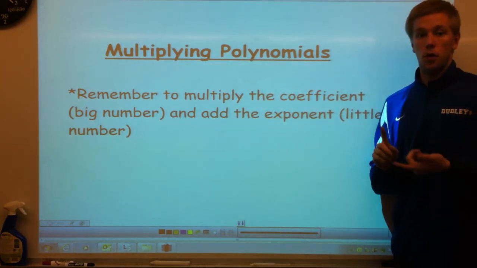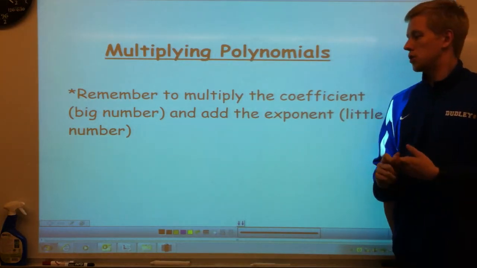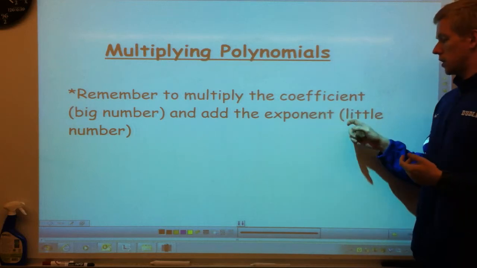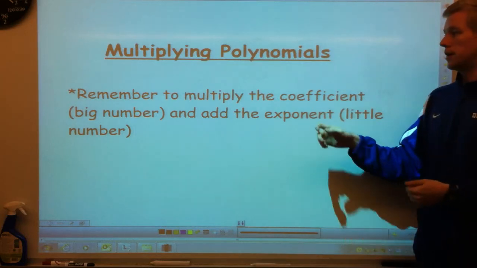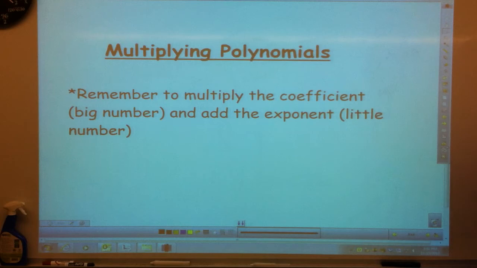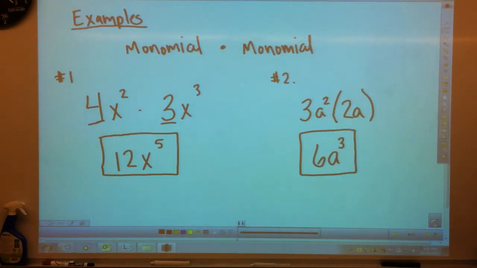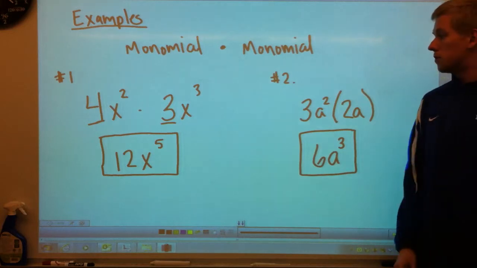So if I ever tell you to multiply big, add little, make sure you know what the big number is and what the little number is. Okay? So we're going to practice some of this, starting off basic and then getting harder each example. Our first two examples, pretty easy.